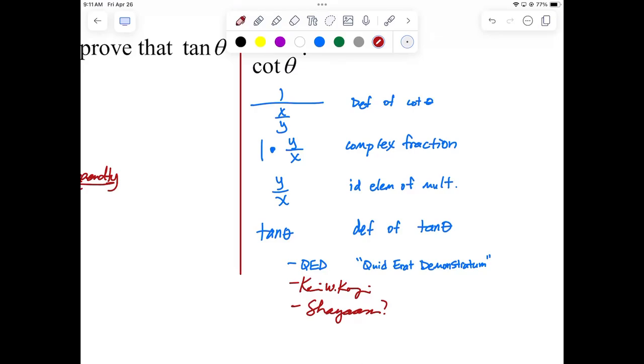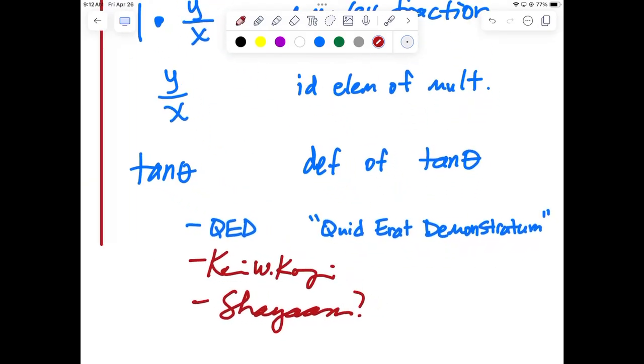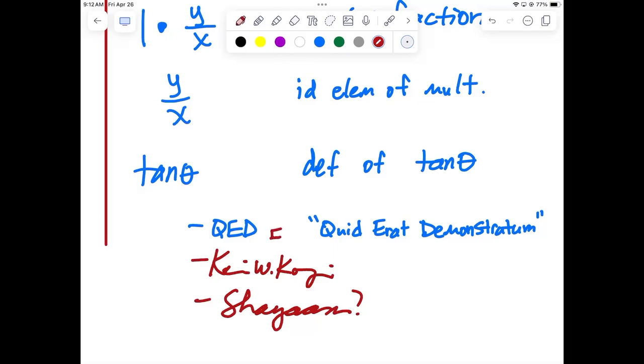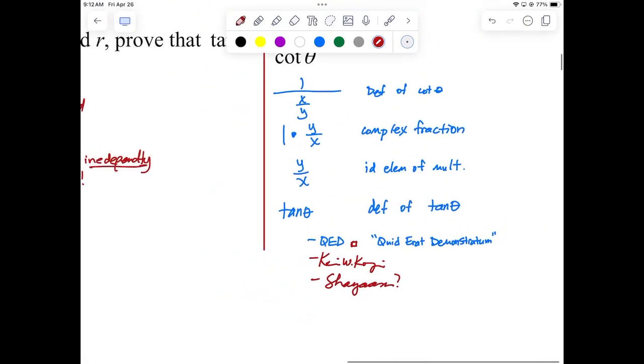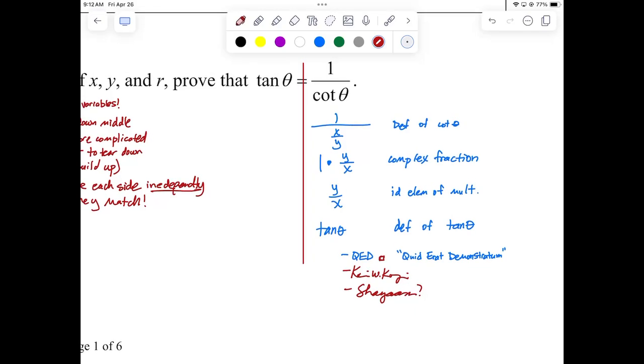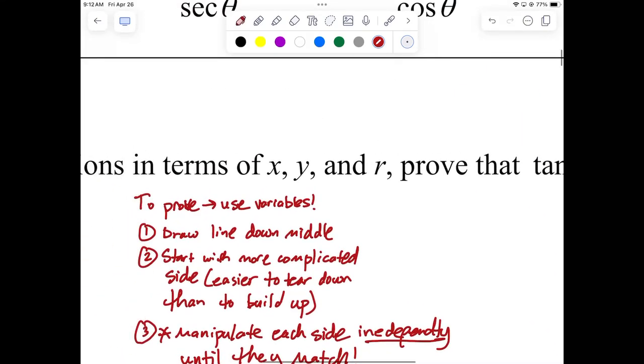But if you ever look at a proof in a textbook, you'll see QED at the end. Sometimes instead of QED, they just put a little box, which means we're done. But I would tell you just to sign off with your name. Okay, so there you go. So now we've proven it. So now we know that tangent of theta equals 1 over cotangent of theta for all values of theta in the domain. How do we know it works for all values of theta? Because we used what all the way through? Not numbers, but variables.